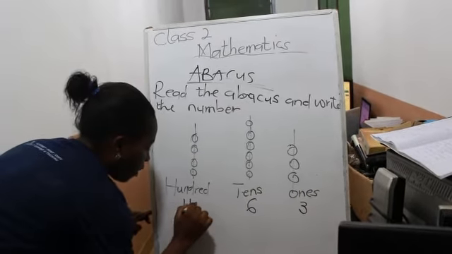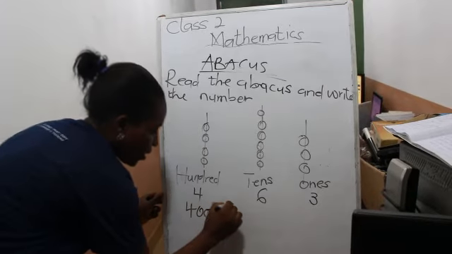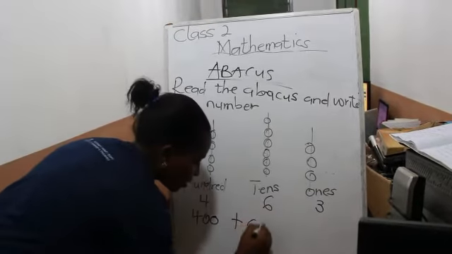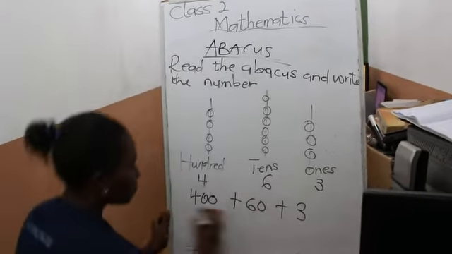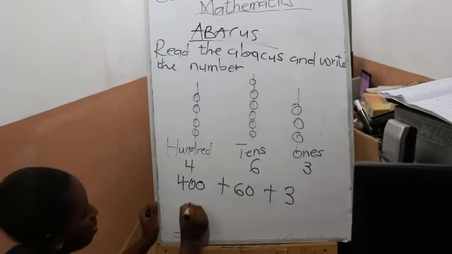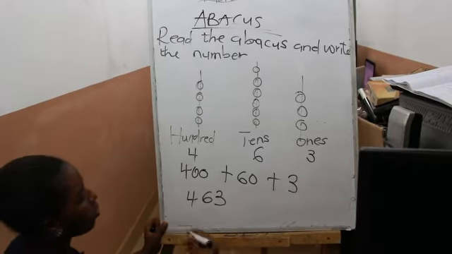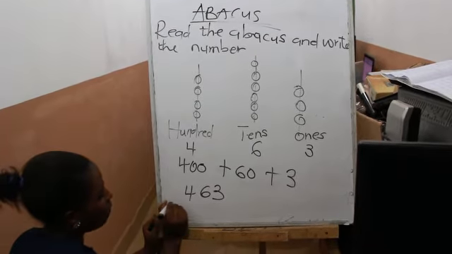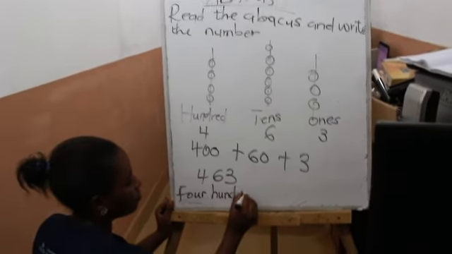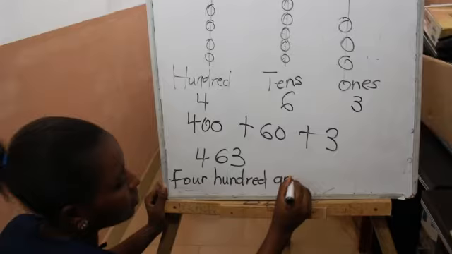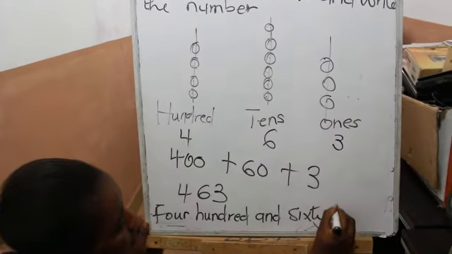You have 4 hundreds. So let's write it this way: 400 plus 6 tens, which is 60, plus 3 ones, which is 3. So you put them together: 463. This is our abacus number. You can also write it in words as 463.